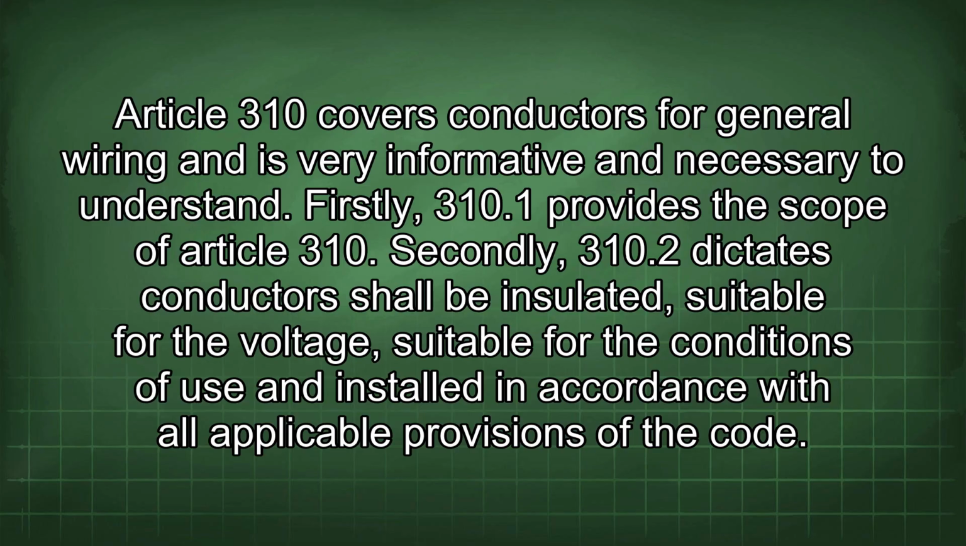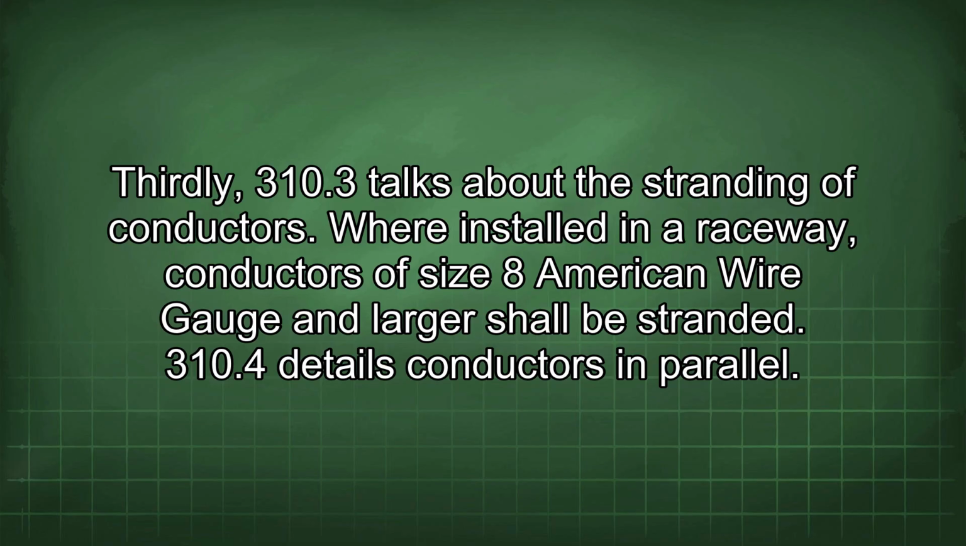Article 310 covers conductors for general wiring and is very informative and necessary to understand. Firstly, 310.1 provides the scope of Article 310. Secondly, 310.2 dictates conductors shall be insulated, suitable for the voltage, suitable for the conditions of use, and installed in accordance with all applicable provisions of the code. Thirdly, 310.3 talks about the stranding of conductors. Where installed in a raceway, conductors of size 8 American wire gauge and larger shall be stranded.